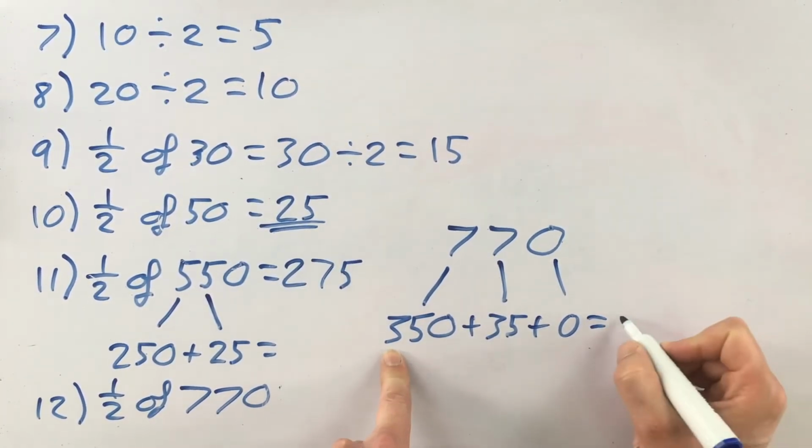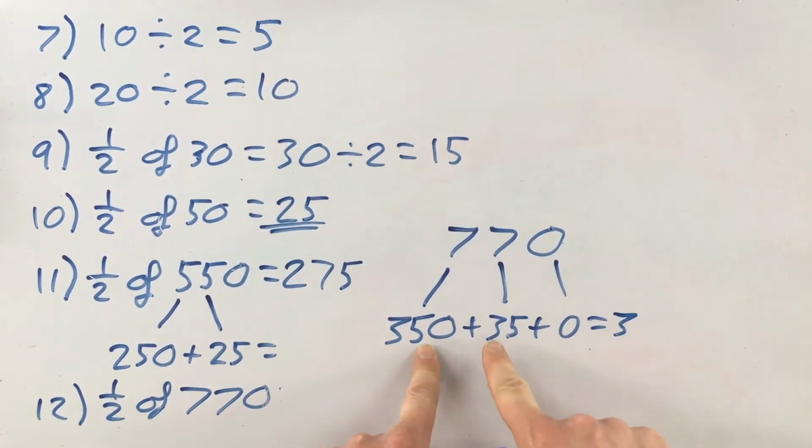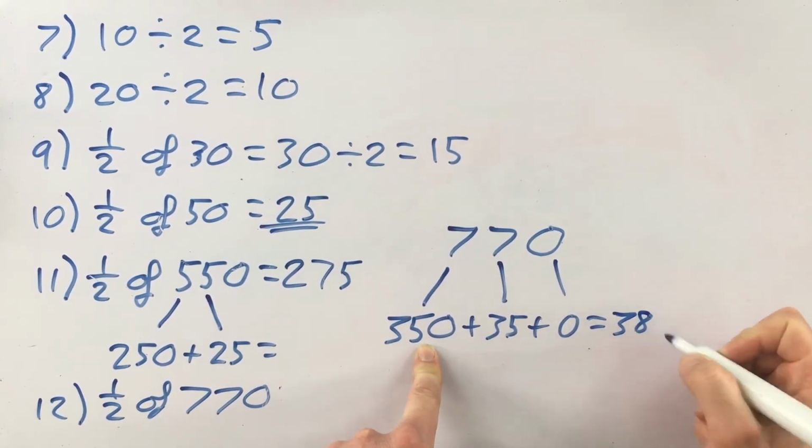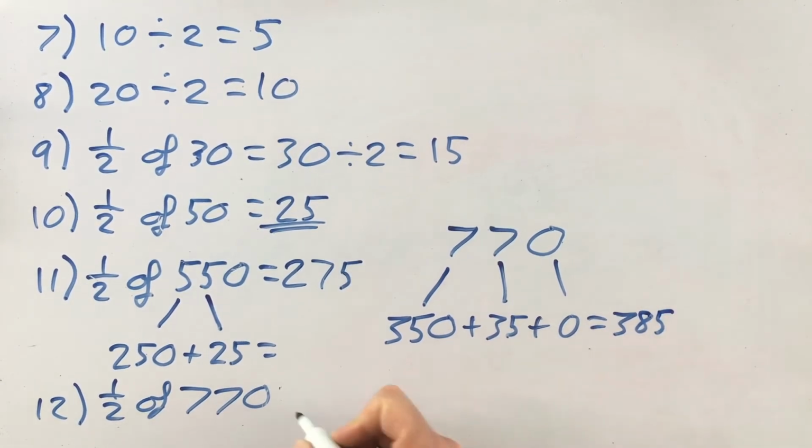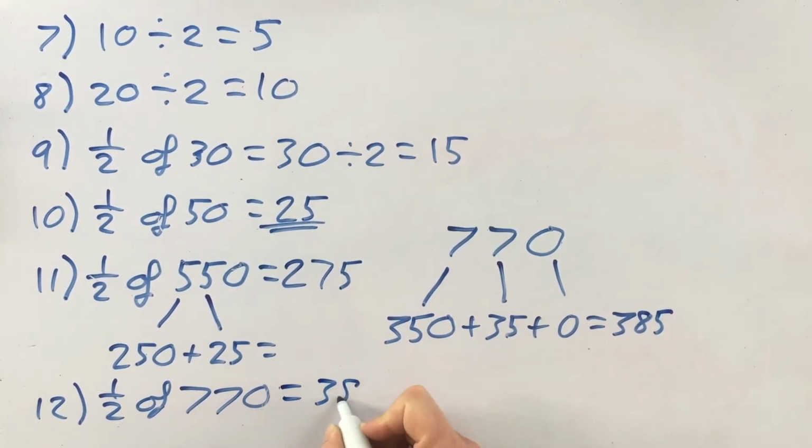You put it all together, you've got 3 hundreds, you've got 8 tens, and you've got 5 ones. And the answer is 385.